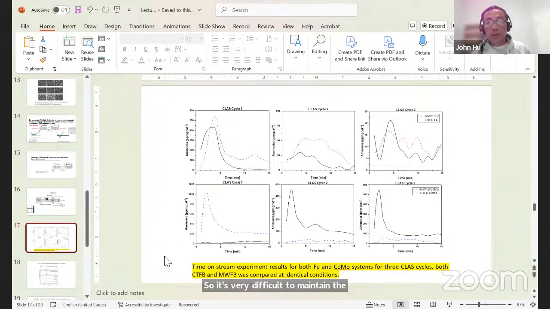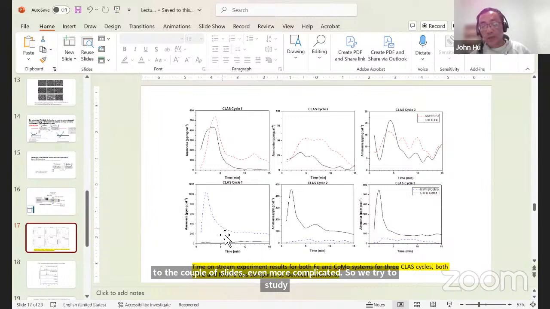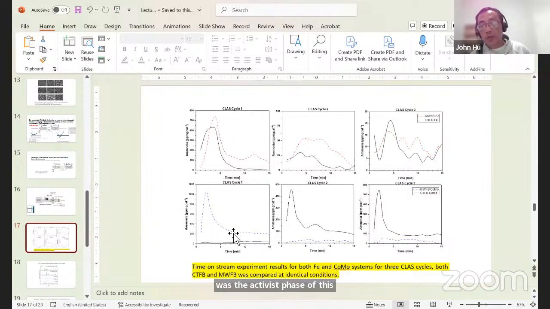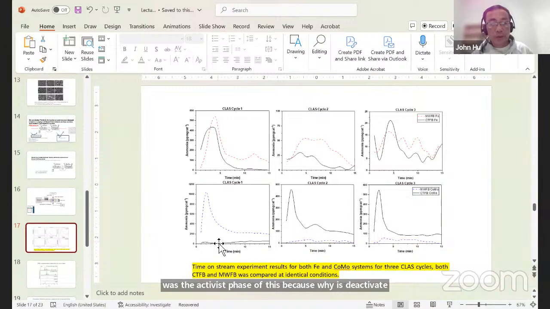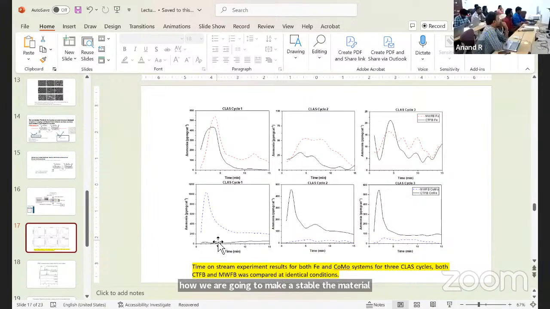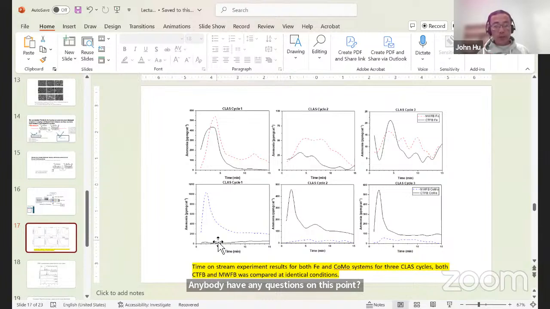So I'm going to stop here. I want to make sure you understand because the next couple of slides are even more complicated. So we try to study what the active phase of this is, why it deactivates, and how we are going to make a stable material. Okay. Anybody have any questions on this point? Any question? Do you understand this graph?